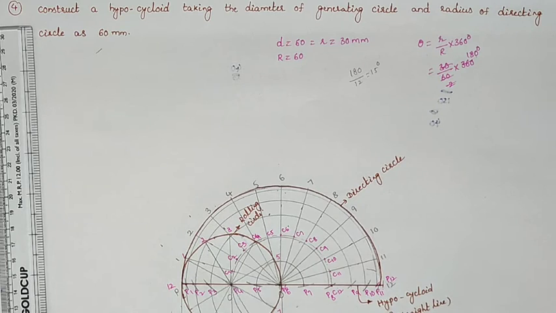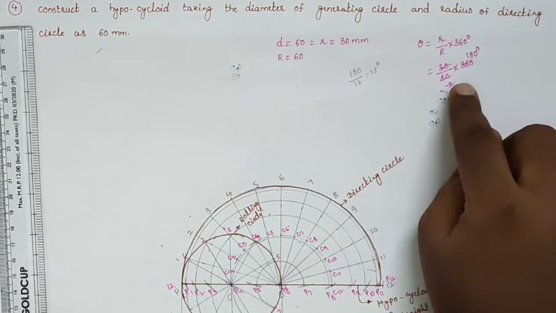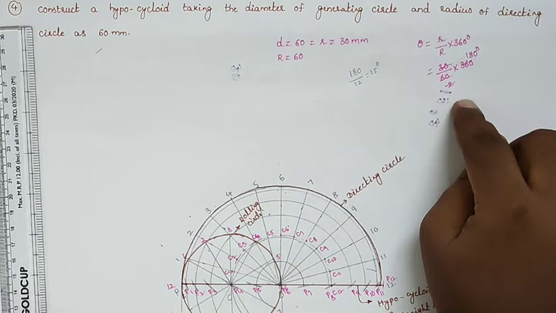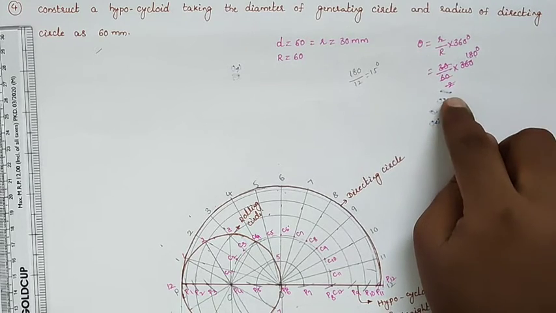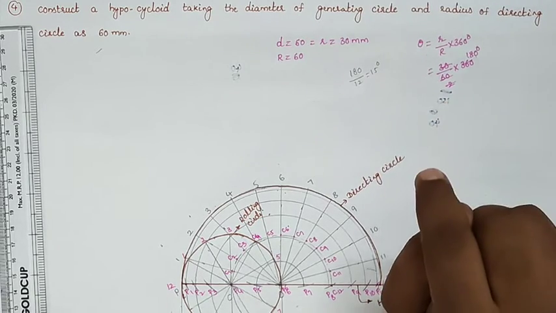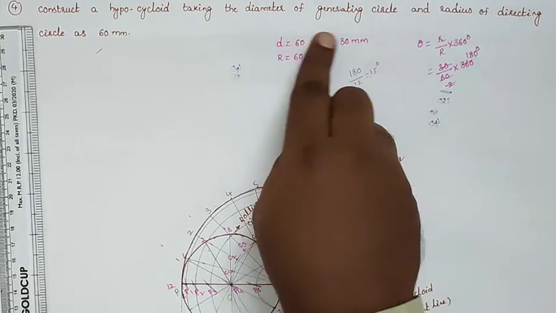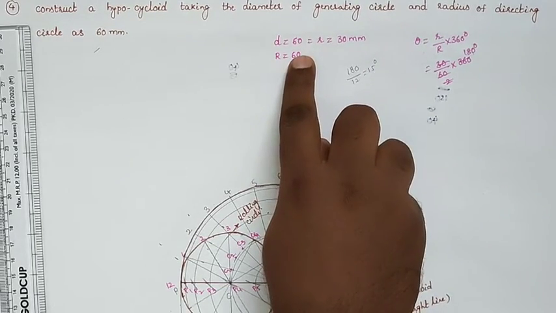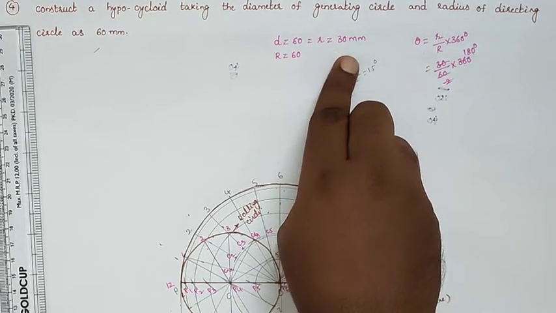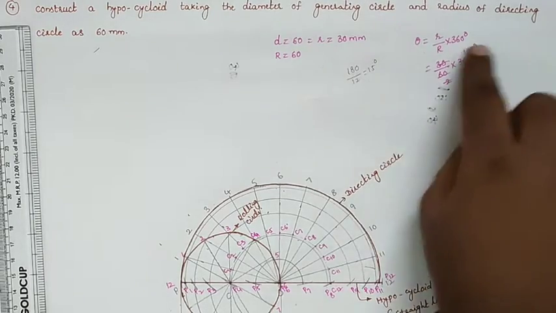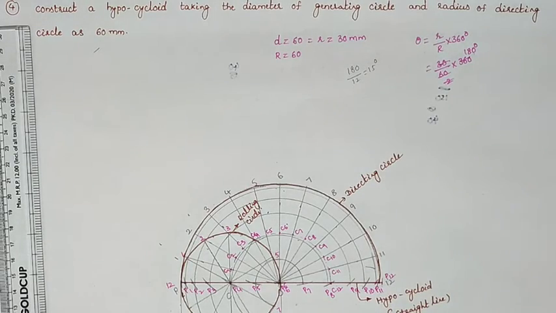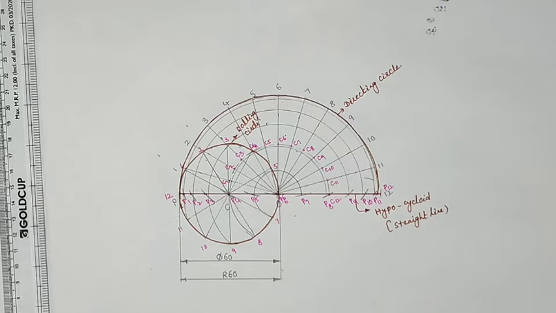So in this problem, for drawing the hypocycloid, first of all we will find out the subtending angle theta is equal to small r by capital R into 360 degrees. So we will obtain theta is equal to 180 degrees because they are giving the diameter of the generating circle as 60. So it will be converted into radius, so we get 30 mm, and the radius of the directing circle is 60 mm, which they are giving in our problem. So if you find the subtending angle, we get 180 degrees.